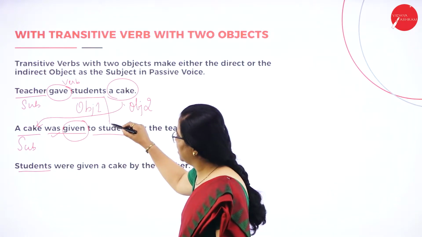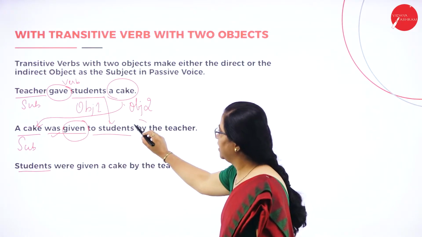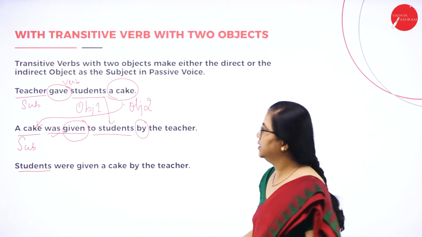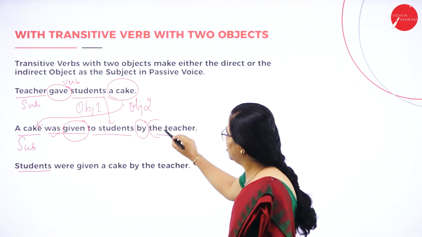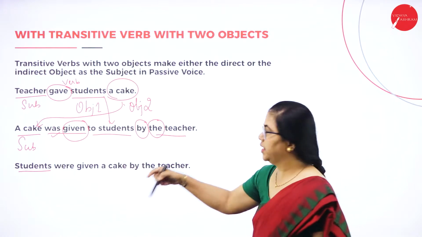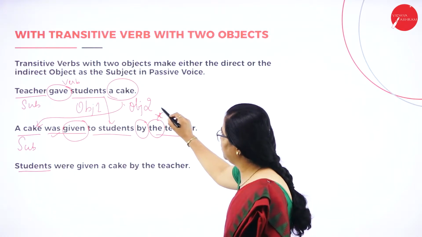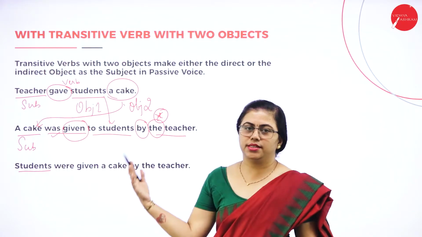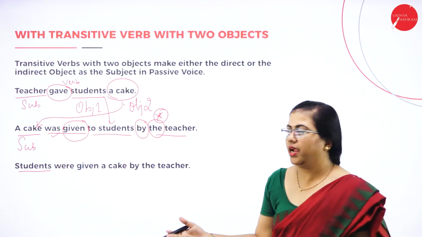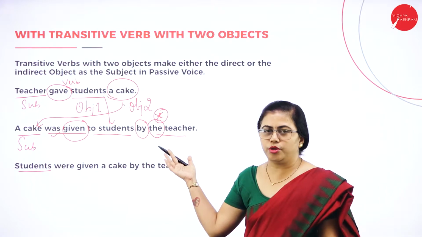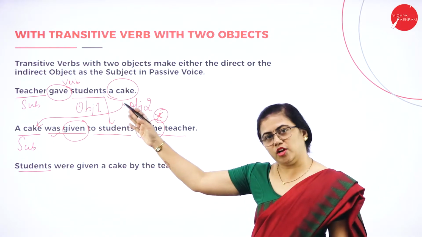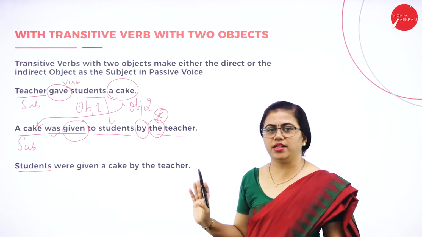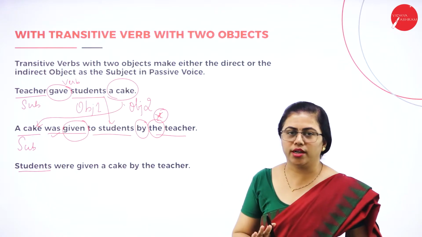So students will be retained as it is. Then again, as per the rule, by the teacher. The is optional since it is not there in the subject. If you want, you can put it. If you don't want, you can leave it. Even if you put it, that is not a mistake. It is left to you. Even if you don't put it, that's fine. But if at all it is there, you have to put it. If it is not there, even if you put it, that is not a mistake.